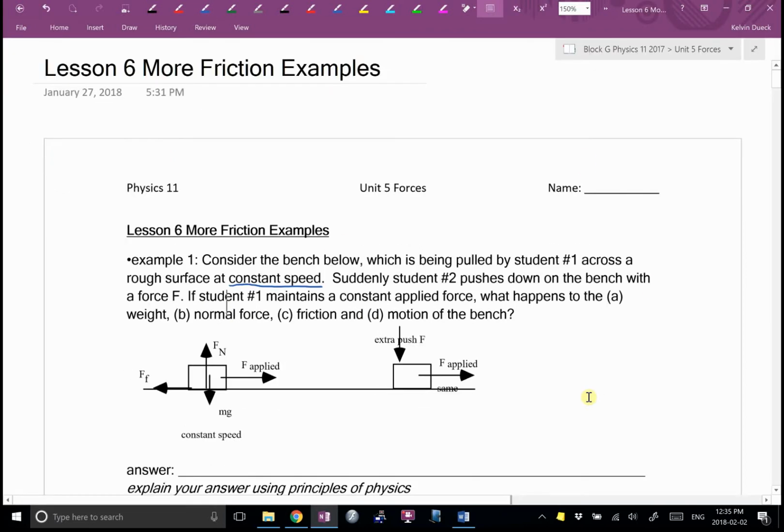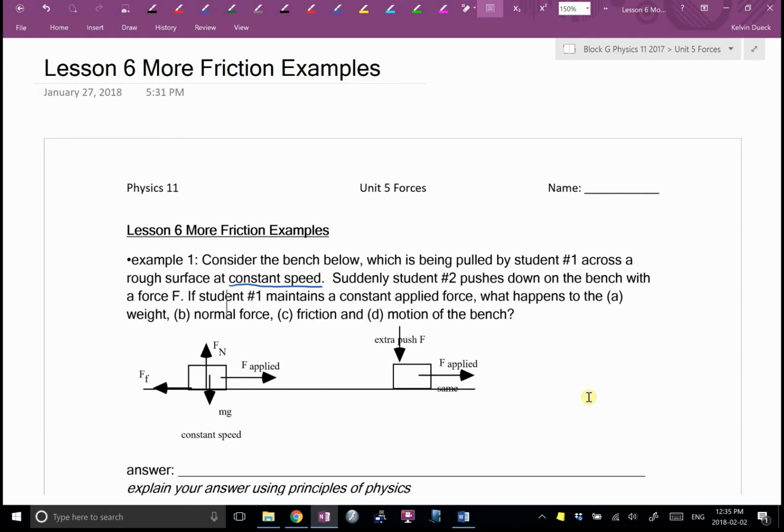Suddenly, student number 2, Cole, pushes down on the bench. He sits on it. Okay, can you all imagine? You've probably seen this happen, where someone's been pushing the bench and one of their friends has come along and, I'm going to sit on it.